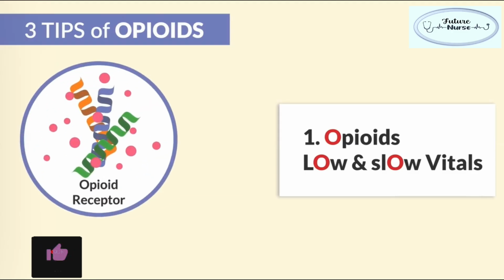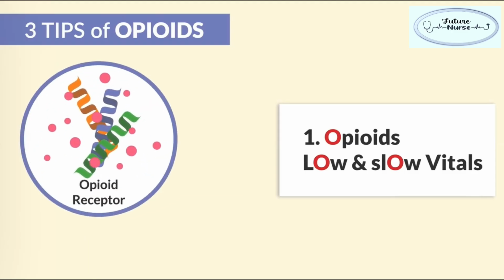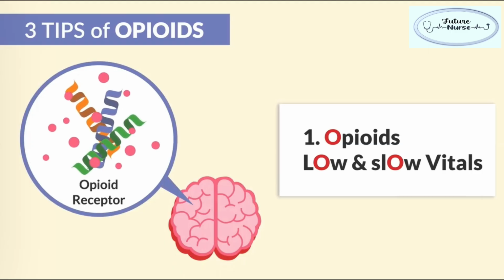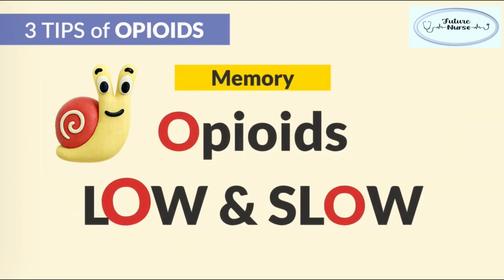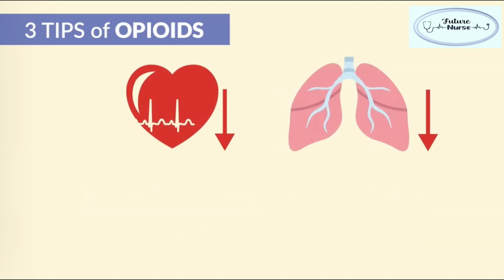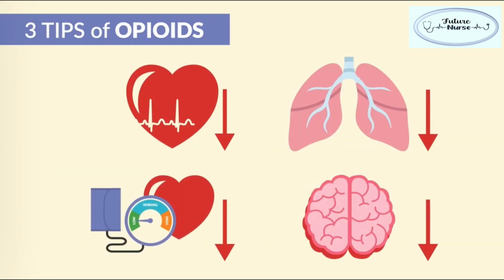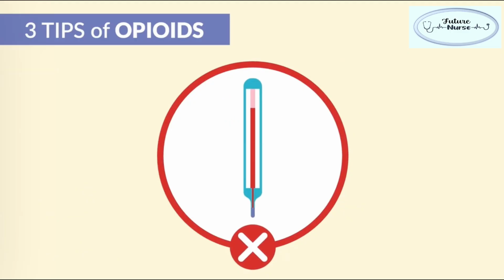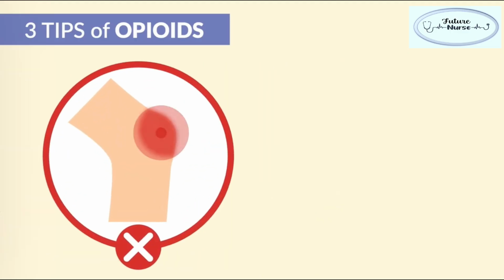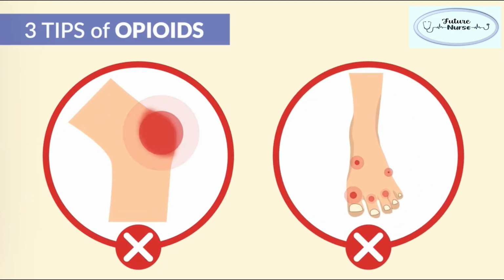vitals. They are CNS depressants, meaning they bind to the opioid receptors in the brain, which sedates the body. So again, memory trick, opioids, we have low and slow vitals. So low heart rate, low respirations, low BP, and a slow brain, which makes them very deadly. And again, they're not NSAIDs, so there's no antipyretic properties, so it's not going to reduce a fever, and there's no anti-inflammatory properties. So guys, it's not good for gout or rheumatoid arthritis directly.